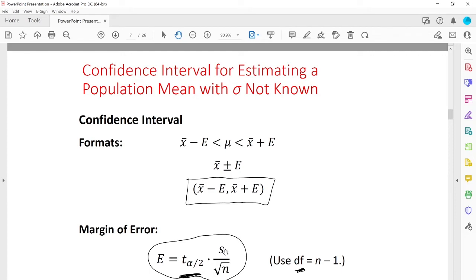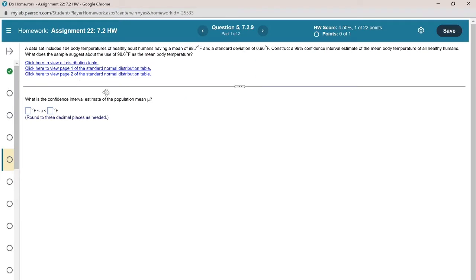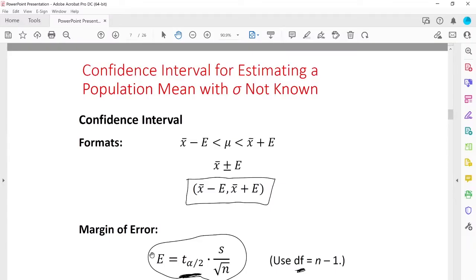Sample is standard deviation divided by square root of n. So in this problem, as you can see here, to find out, the sample mean is already given. Sample mean is 98.7 and the standard deviation for the sample is also given. So the only thing we need to find is this margin of error, which is E.